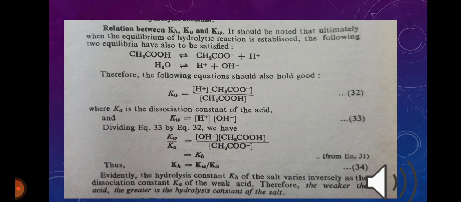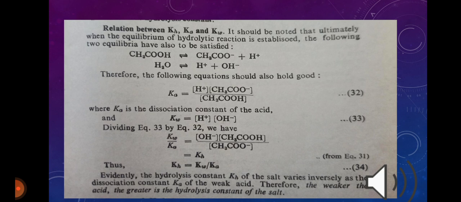That is equal to KH, because already we got in equation 31 that KH is equal to concentration of OH minus into concentration of acetic acid divided by concentration of acetate ion. So what we get here also is KW divided by K alpha is equal to concentration of OH minus into concentration of acetic acid divided by concentration of acetate ion, that is equal to KH, the hydrolysis constant. So KH is equal to KW divided by K alpha.